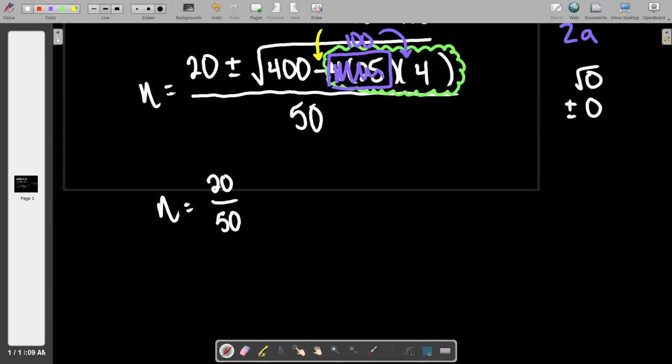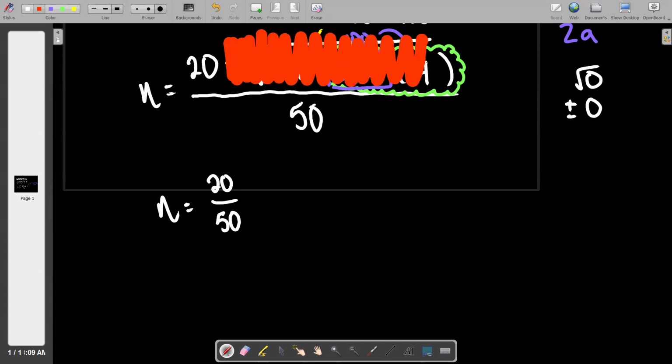All this other stuff, I'm going to use the biggest, fattest, red, most obnoxious pen I have. Look at this. All this stuff goes away because if what's after it equals 0, it serves no purpose. So your only answer is this, but you have to, of course, reduce it. Divide them both by 10. What do you get? So your answer is n equals just 2/5.